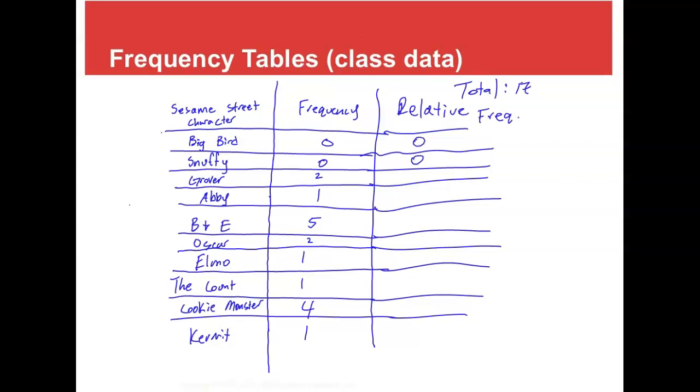So all the 0 ones are still going to be 0, but 2 divided by 17 is going to give me what? 0.118. So a little over 11% of people like Grover best. 1 out of 17 is 0.059. So about 6% like Grover. Bert and Ernie, the clear winners. 5 out of 17 is 0.294.